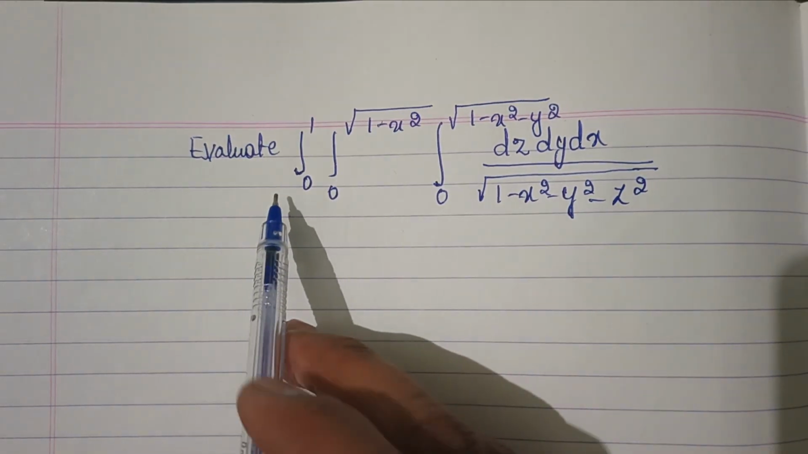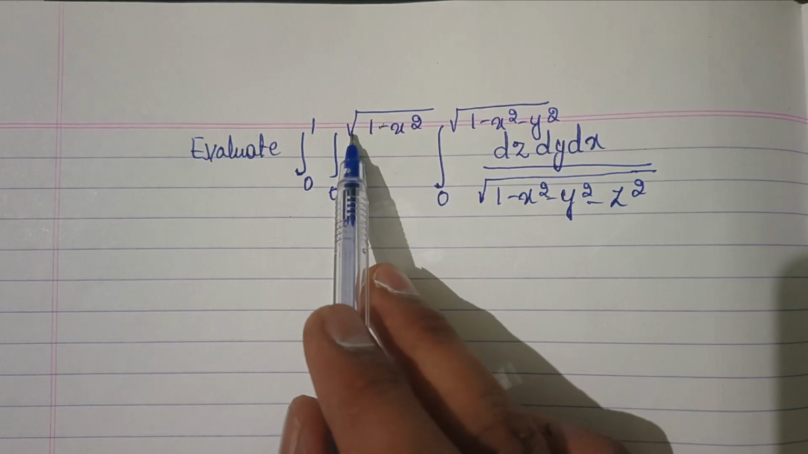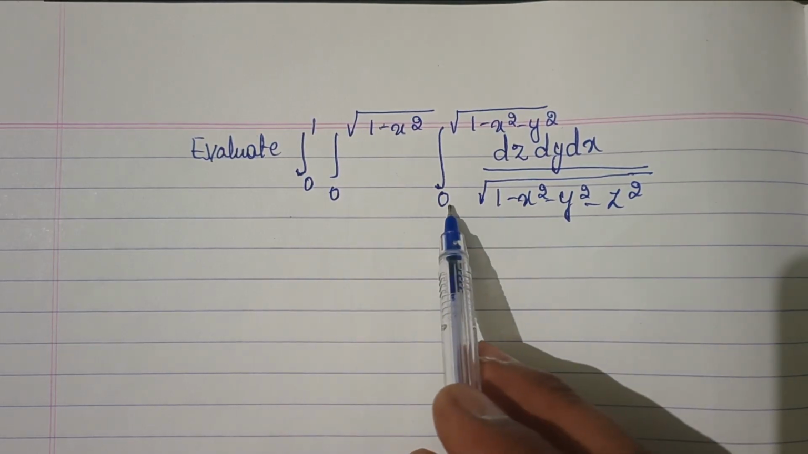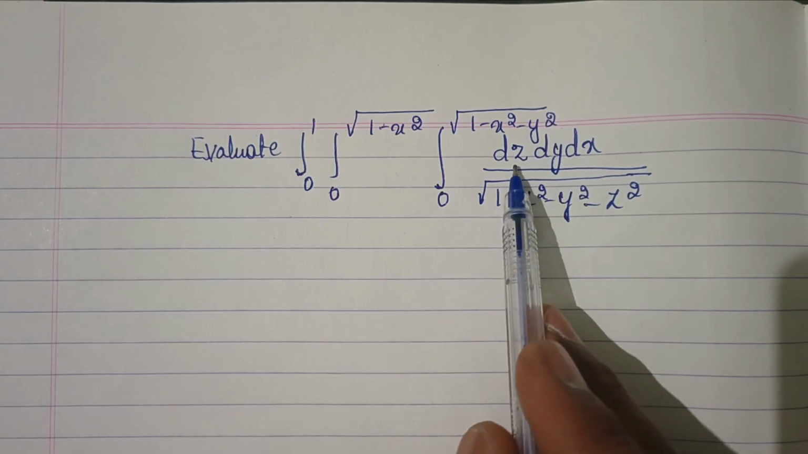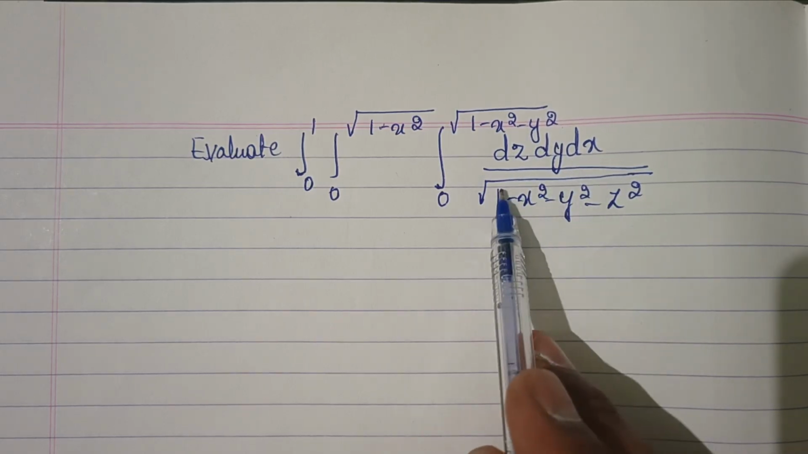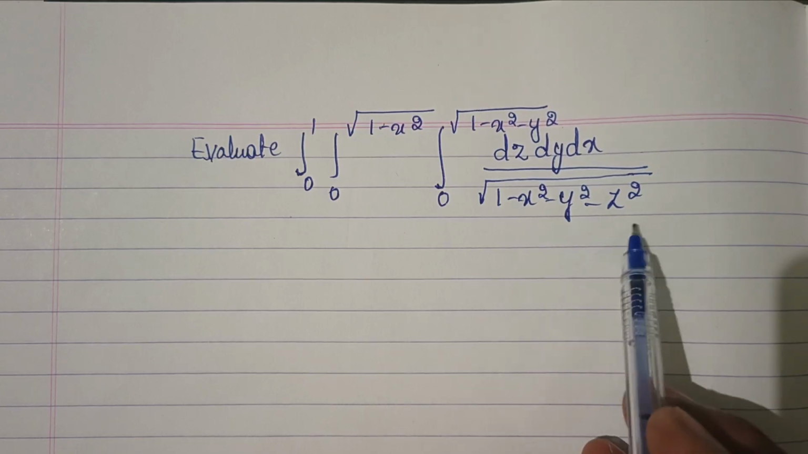So let's evaluate the integral: integration of 0 to 1, integration of 0 to root of 1 minus x square, integration of 0 to root of 1 minus x square minus y square, dz, dy, dx divided by root of 1 minus x square minus y square minus z square.